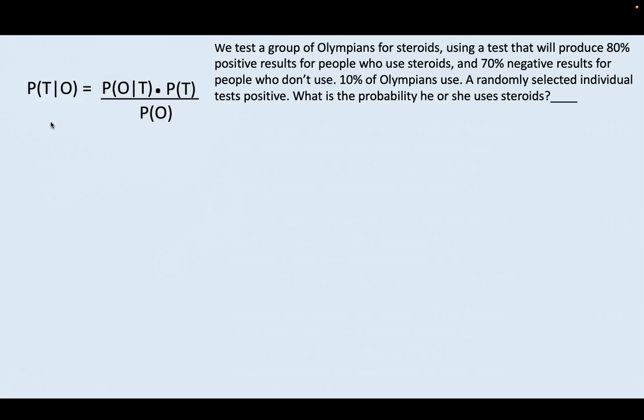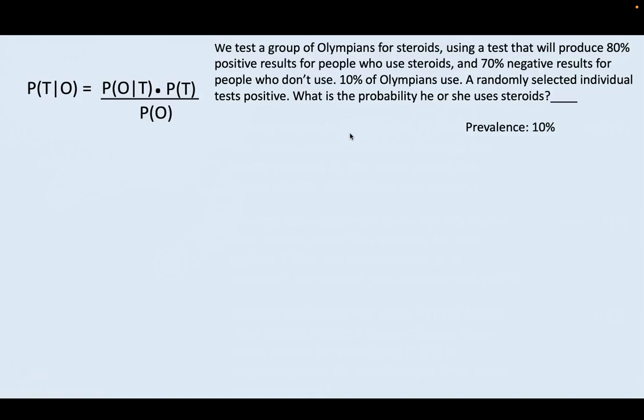So this is an example of a kind we've looked at before towards the beginning of the semester. We test a group of Olympians for steroids. The test produces 80% positive results for people who use and 70% negative results for people who don't. To put it another way, the test is 80% accurate for users and 70% accurate for non-users. And we know that 10% of the population at issue are users. Now we have a randomly selected individual who tests positive. What is the probability that he or she is a user?